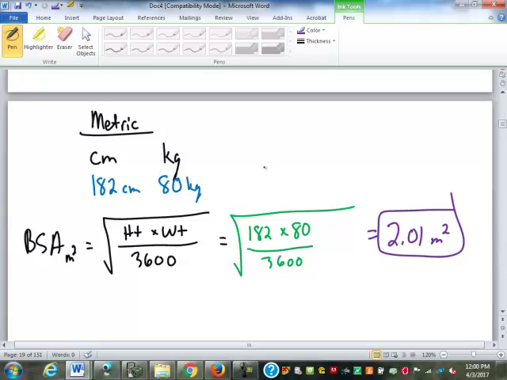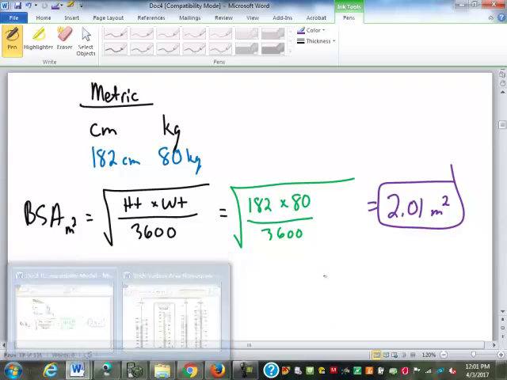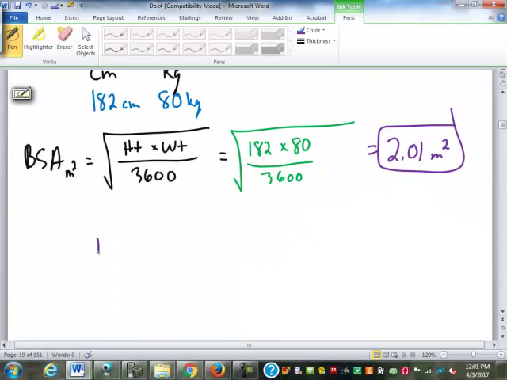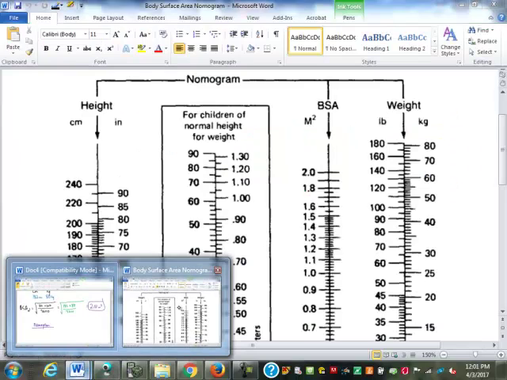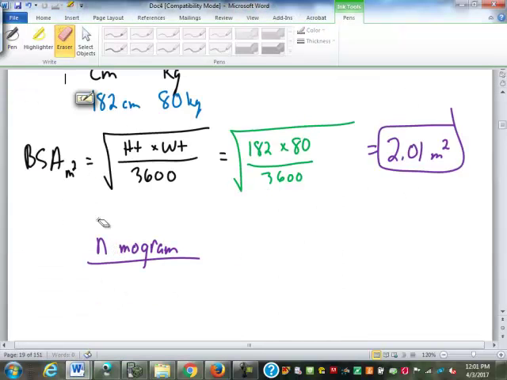So the formula isn't so difficult. It's pretty quick and pretty simple to plug in. The only tough part of it is if you don't have a calculator, doing the square root can be kind of intimidating. So there is something that they use called a nomogram. Now a nomogram is, I just spelled it wrong, it should be N-O. A nomogram is actually a graphic display for figuring things out.